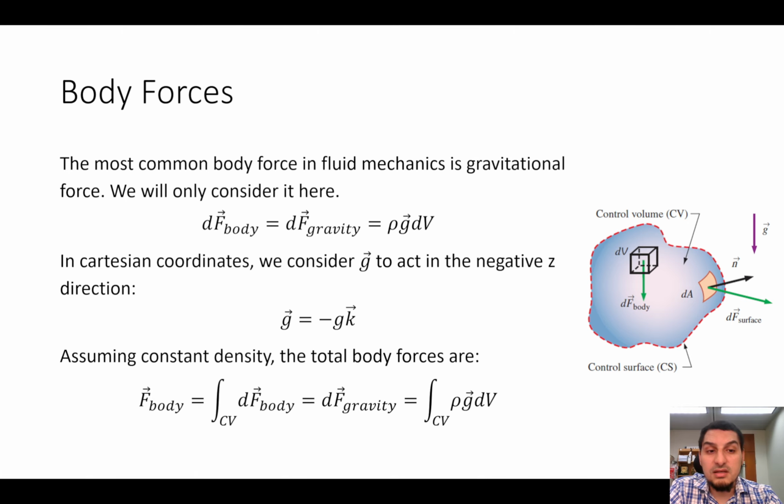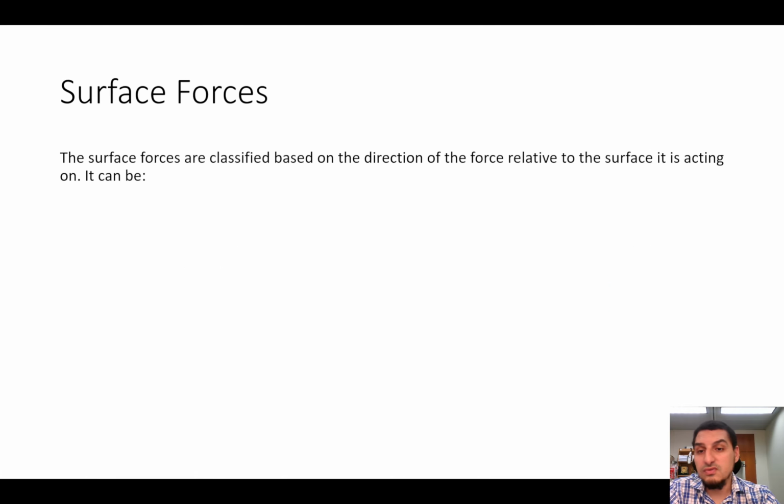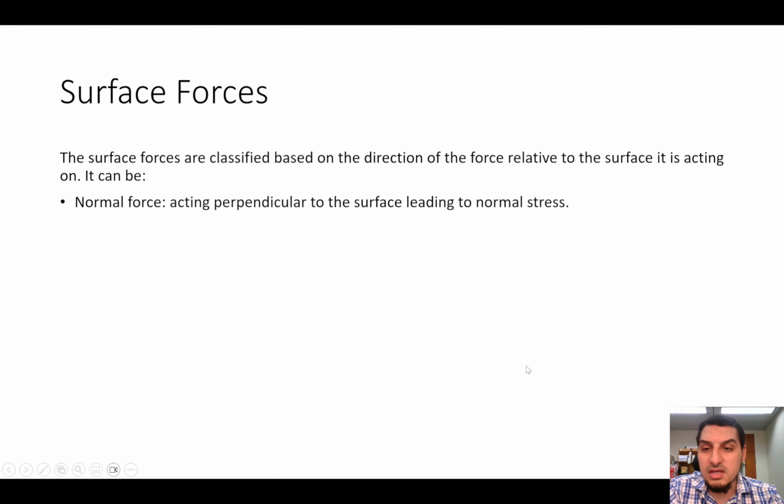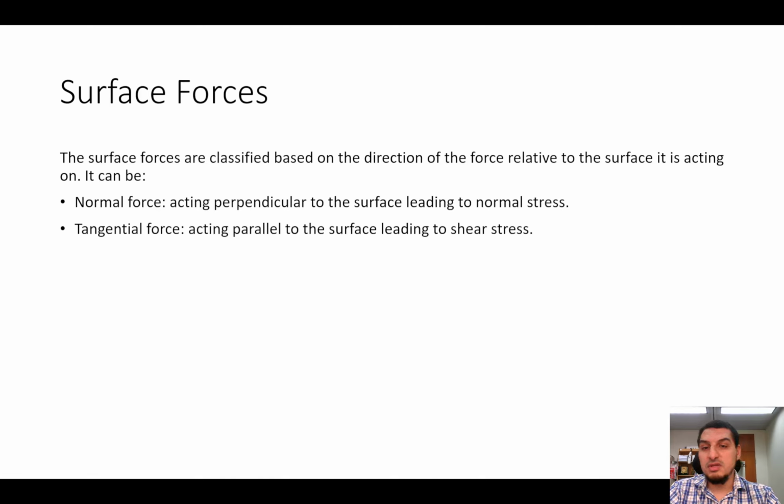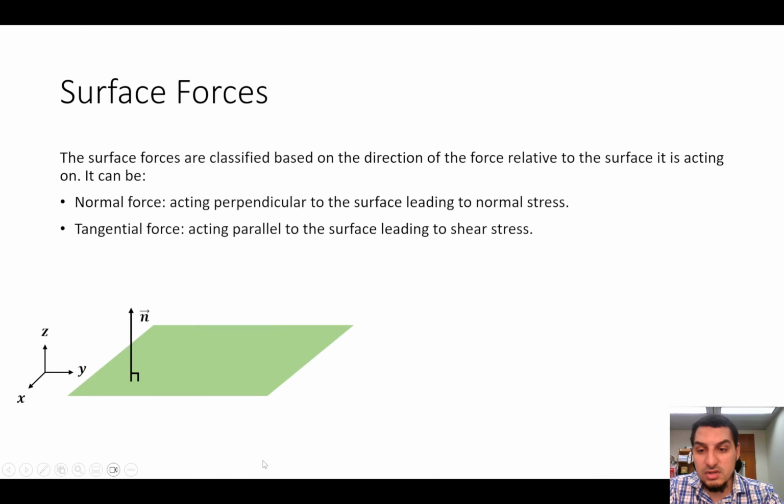Now we can move to the second type of force, which is the surface forces. The surface forces can be normal forces or tangential forces, meaning that the force can be perpendicular to the surface. For instance, if we have this surface, the area vector is the normal vector to the surface, which is the n vector, and it's in the xy plane, so n is in the z direction.